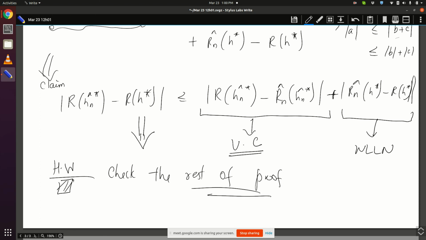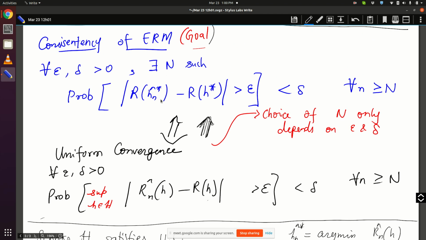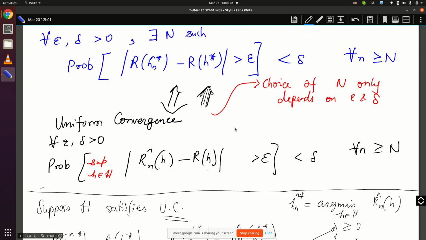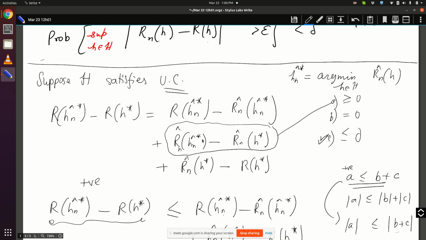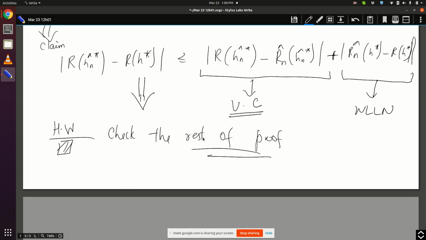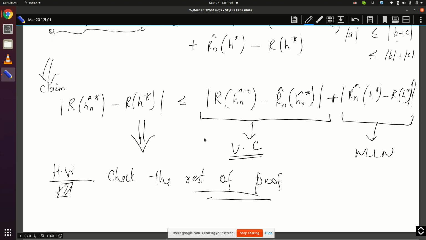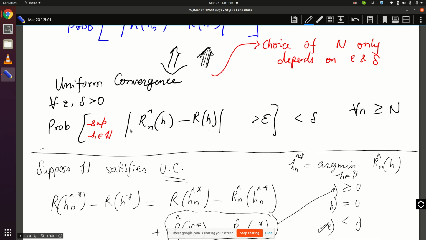So what we have shown is that if you have uniform convergence, we can get consistency. The other direction is very non-trivial, and we won't be able to prove it. So this is what we have done so far. Tomorrow onwards, we will look at bags which satisfy uniform convergence. That's the goal for classes from tomorrow. All right, so I will stop here.